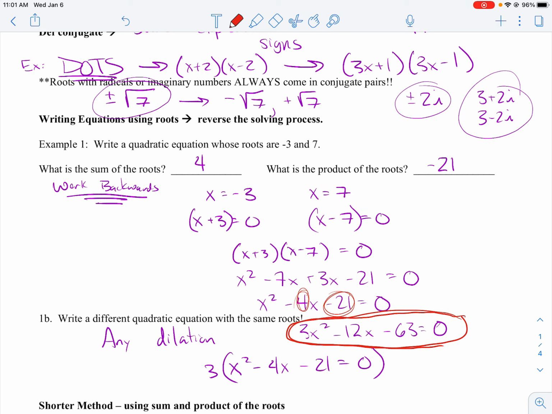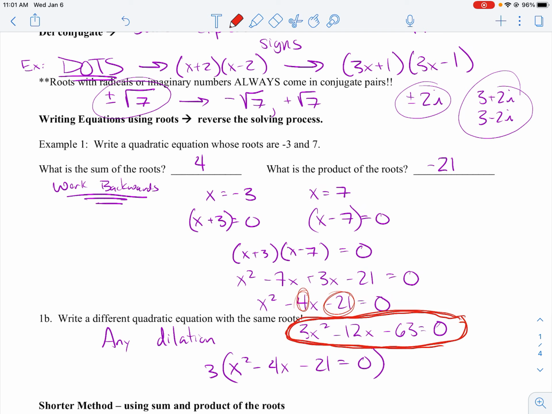So it's just any dilation will work as far as coming up with a different quadratic equation with the same roots, okay? And by dilation, I mean just multiply it to increase the size of those numbers. Okay, so that's the long version of working backwards, all right? I want you to see the mechanics of what was going on here, but to save time, I'm going to teach you the shorter method of using the sum and the product of roots, okay?